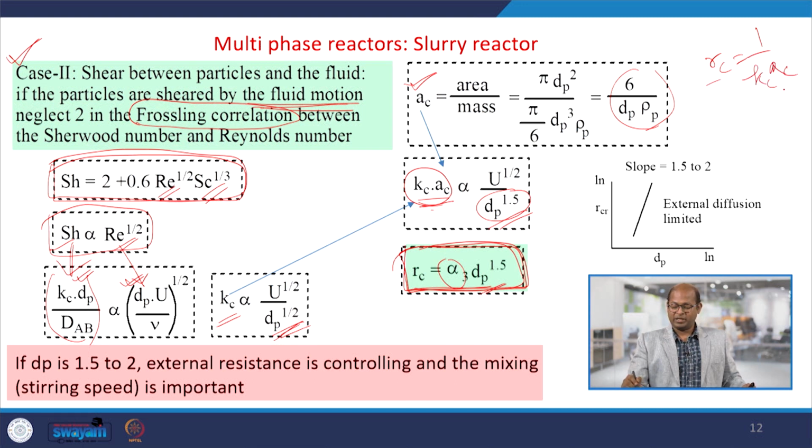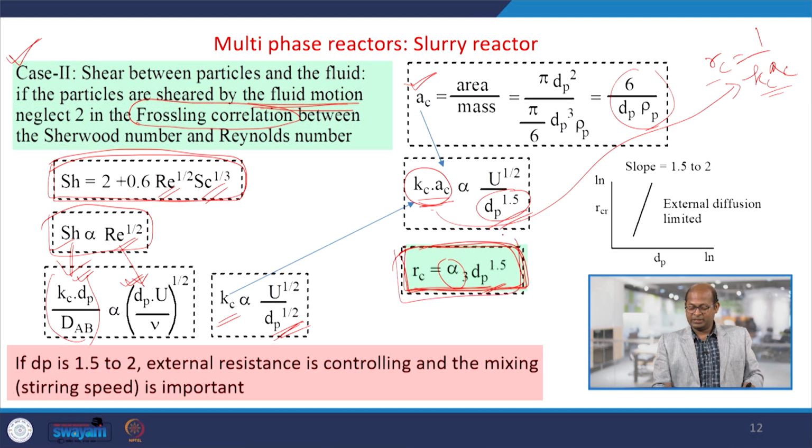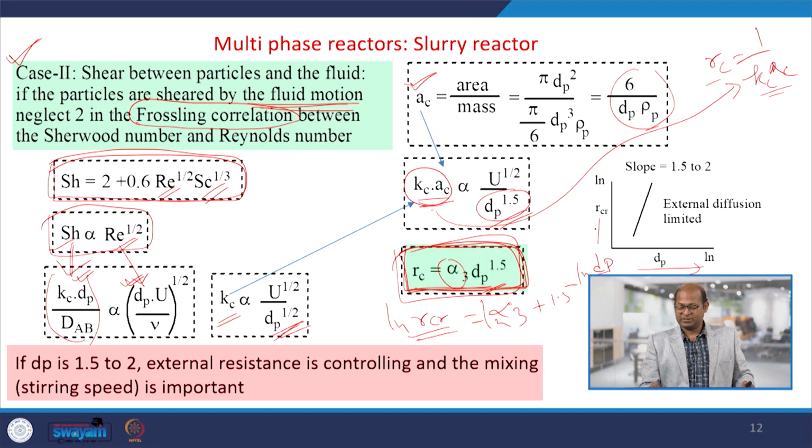Rc equals 1 by Kcac, so here we substitute Kcac. Then, if we take ln, ln Rcr equals some constant alpha 3 plus 1.5 ln dP. So, if we plot ln dP versus ln Rcr, the line would be like this and the slope would be 1.5 in this case, okay. So, slope would be 1.5.